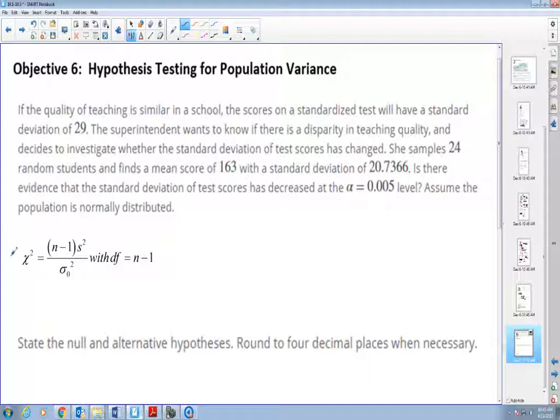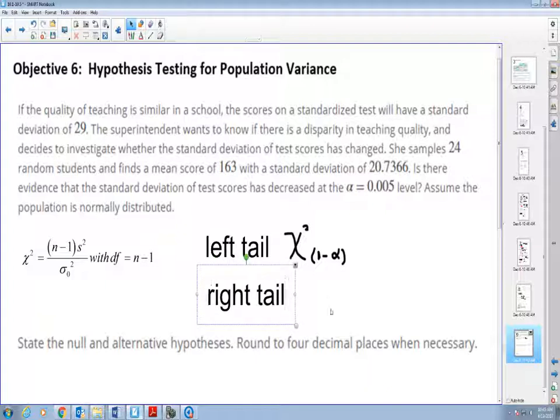When we go to the table and look up our critical value, for the left tail test, it's got to be chi square of 1 minus alpha. Right tail test, it's got to be chi square of alpha. Okay, so for the two tail test, this is the one on the left. This critical value is on the left, this critical value is on the right.